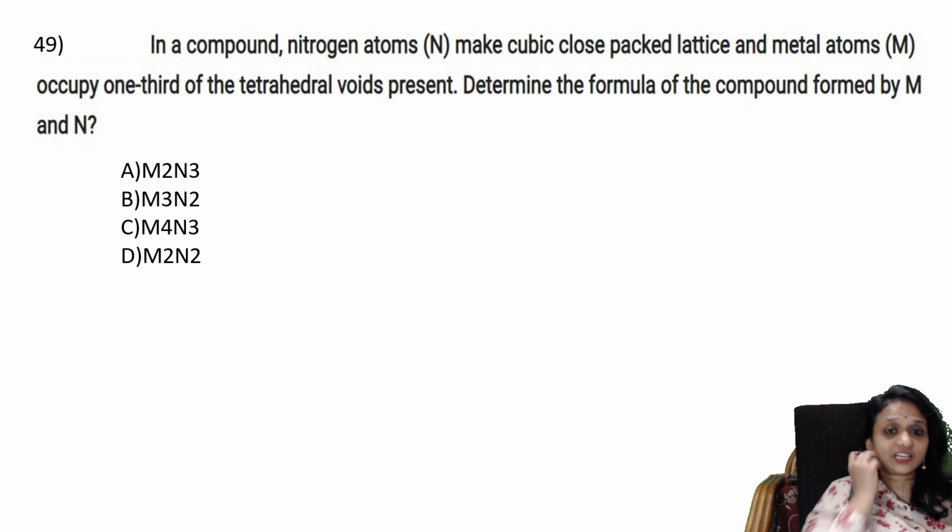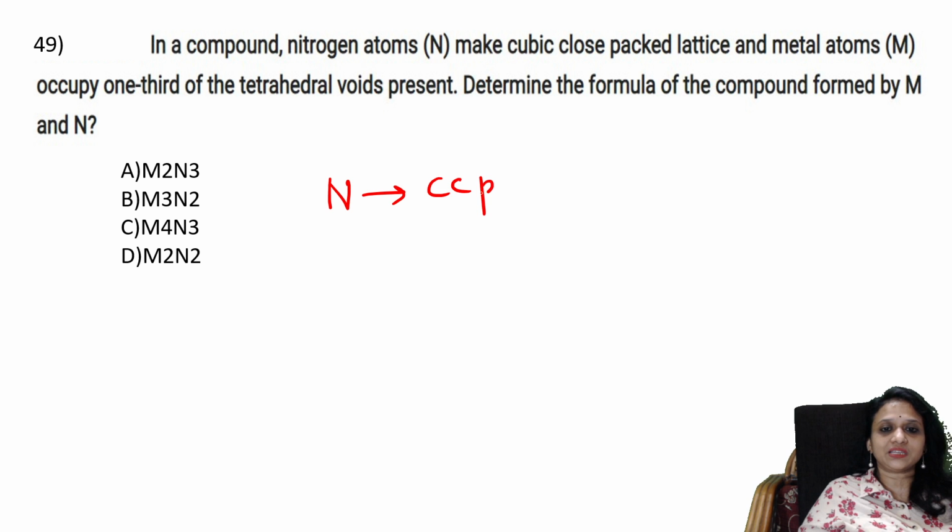Next question number 49. In a compound, nitrogen atoms make cubic closed pack lattice. M occupies 1/3 of the tetrahedral voids. Determine the formula. Easy, students. What did they say? N occupies CCP lattice. Perfect. M occupies 1/3 of the tetrahedral voids. Correct? 1/3 of TV. Okay.